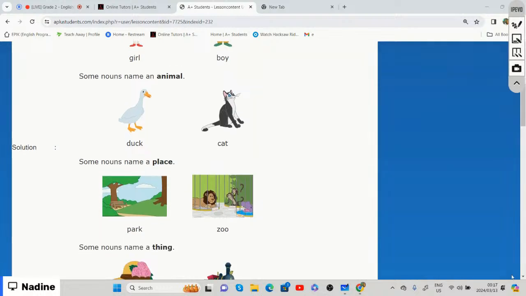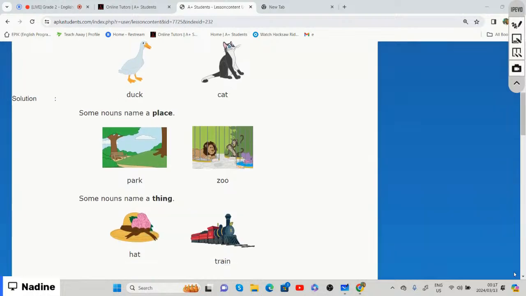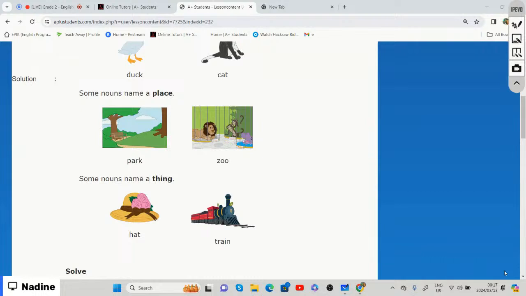And then also some of the nouns name places. And we said places can be either the park or the zoo. And then we also have some things, like a hat or a train. It's basically just general things. And that is basically what a noun does. It names people, places, animals, or things.